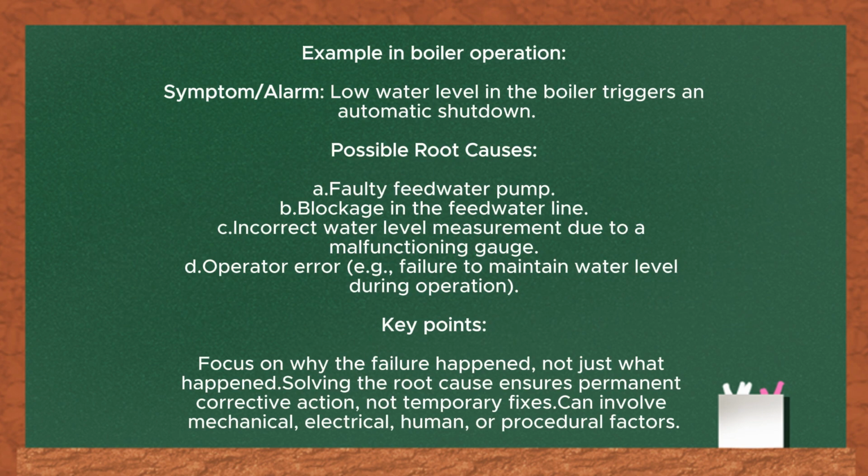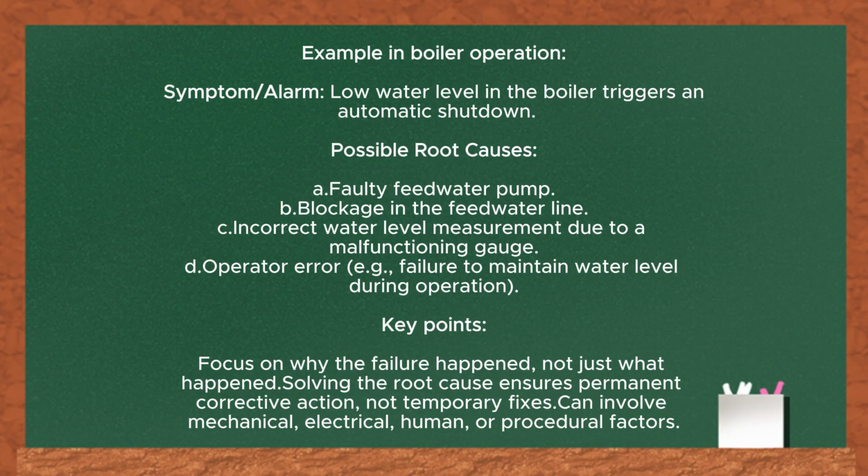Example in boiler operation. Symptoms and alarm. Low water level in the boiler triggers an automatic shutdown. So low water level alarm means the boiler water has dropped below the safe limit, triggering automatic shutdown to prevent tube overheating and possible explosion.